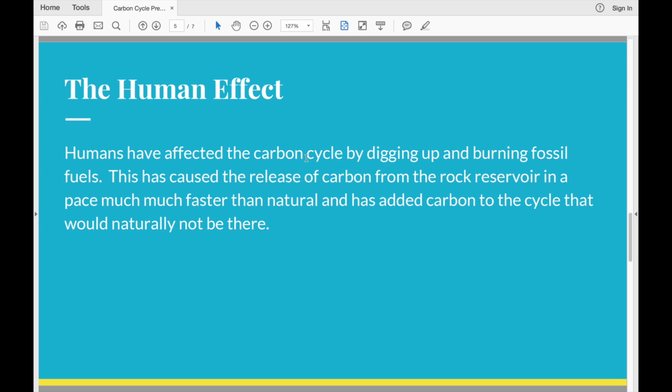Human effect. Carbon dioxide varies without any human activity. Humans have affected the carbon cycle by digging up and burning fossil fuels. This has caused the release of carbon from the rock reservoir at a pace much faster than natural, and has added carbon to the cycle that would naturally not be there.